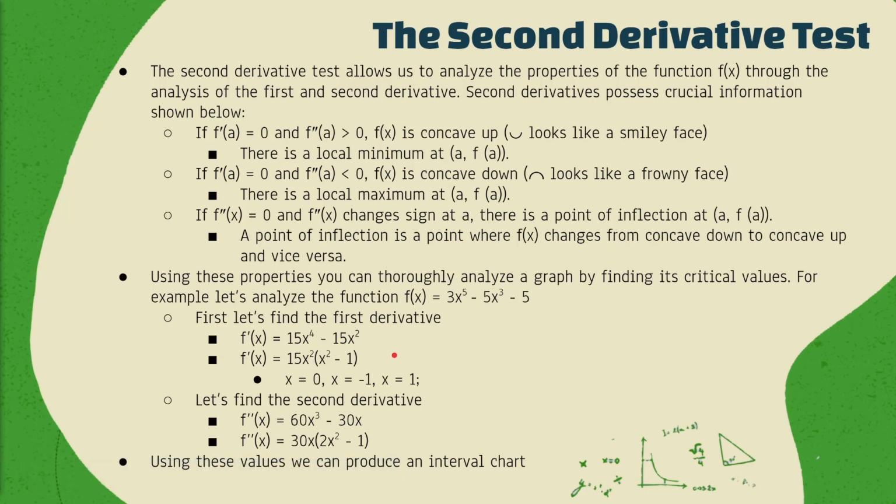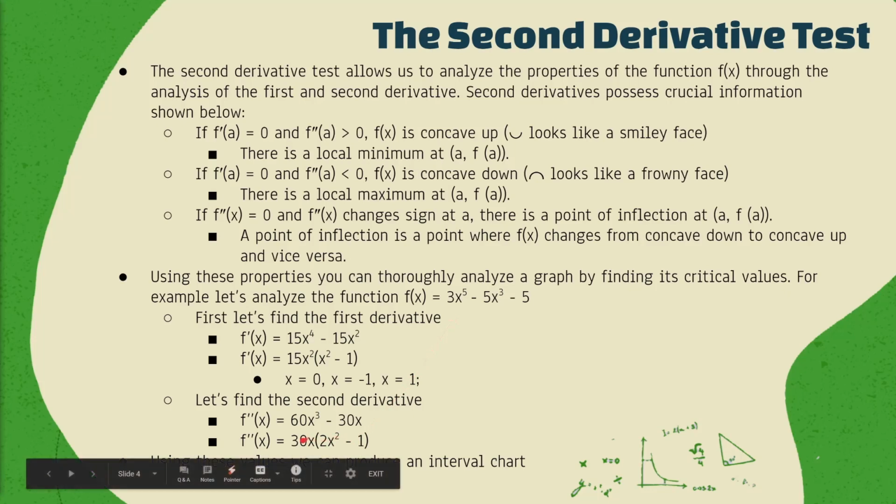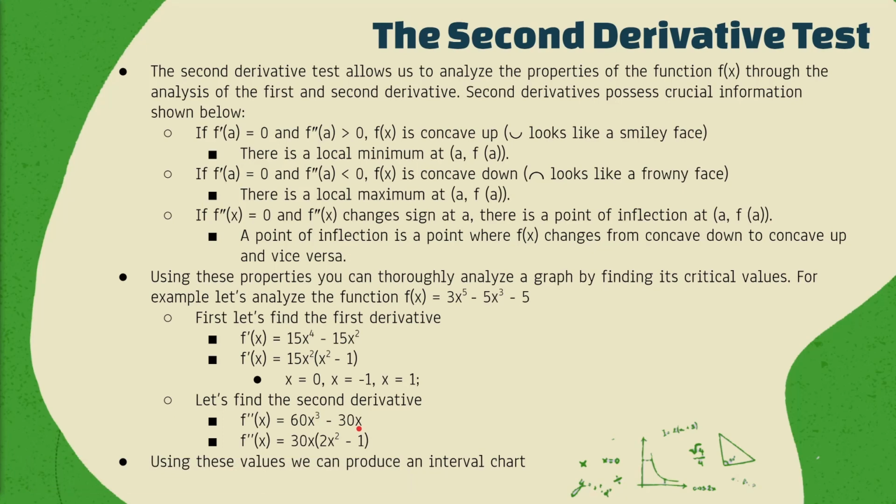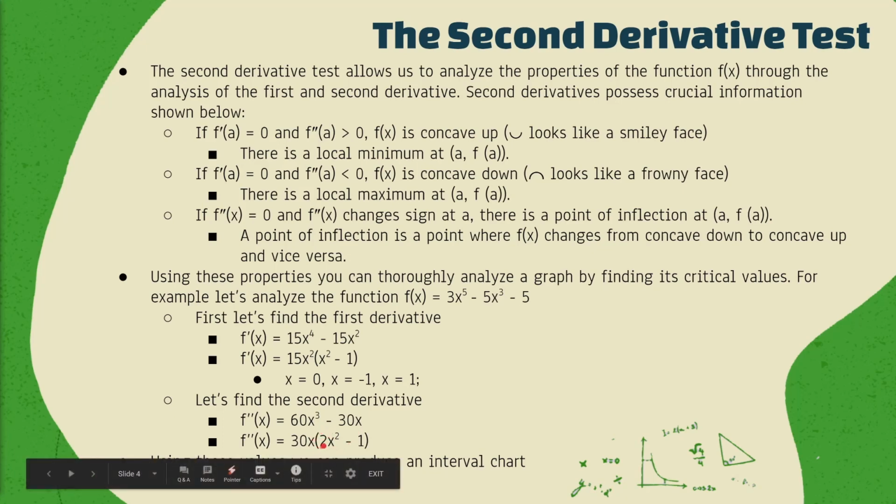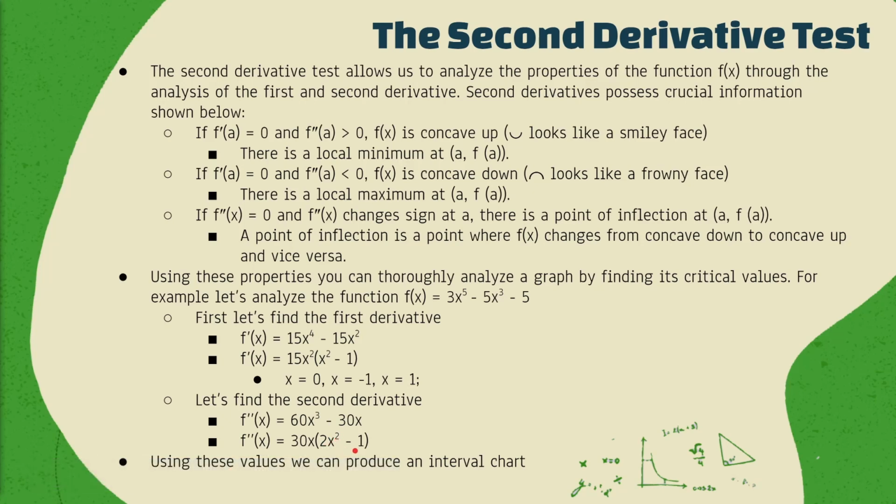Before we do anything else, we also want to find the second derivative. So again, just using the laws that we learned previously, we find out that the second derivative of f of x is 60x cubed minus 30x. We could factor this further, and we would get 30x times 2x squared minus 1. So again, one of the crucial points would be 0, and the other one would be the square root of 1 over 2.